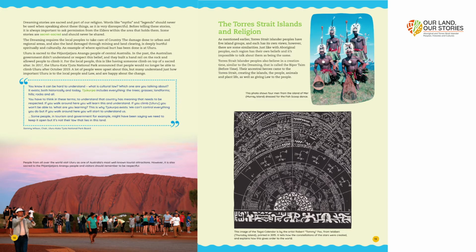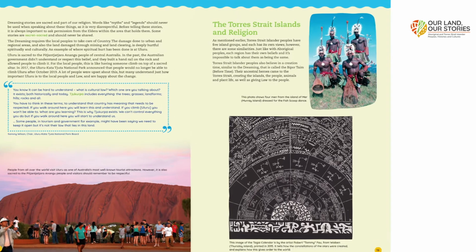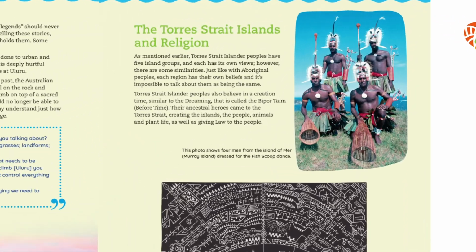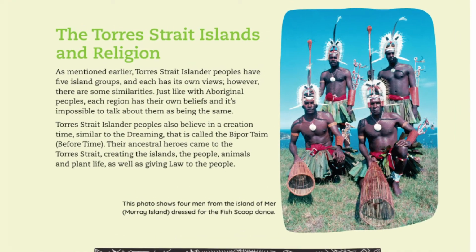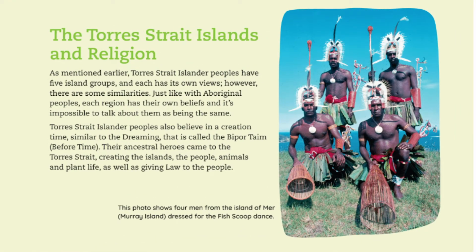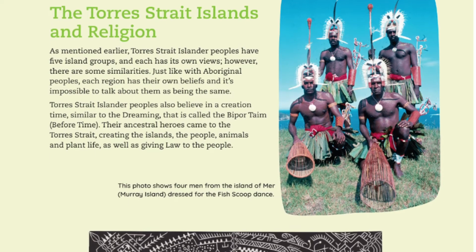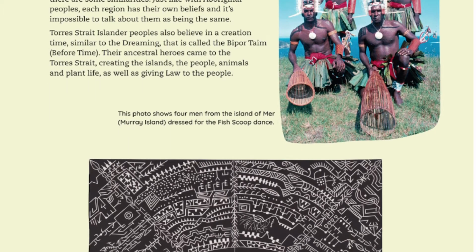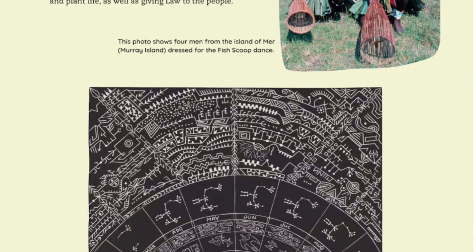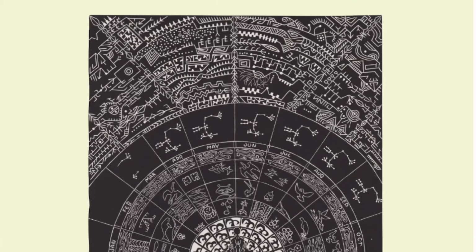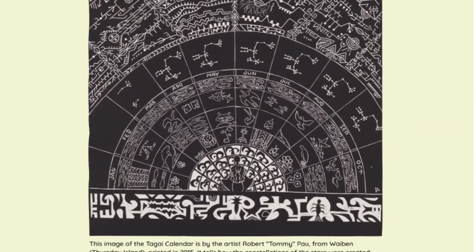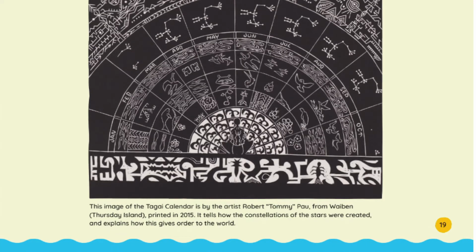You can see that the author makes that clear representation of Aboriginal dreaming and creation as well as the Torres Strait Islands and their perspective on dreaming and creation. They talk about before time. This is in respect to creation. Beautiful artwork here adorns these big books, and you can see an artwork here by Tommy Powell. It's just amazing. It talks about Tagai and that creation story.